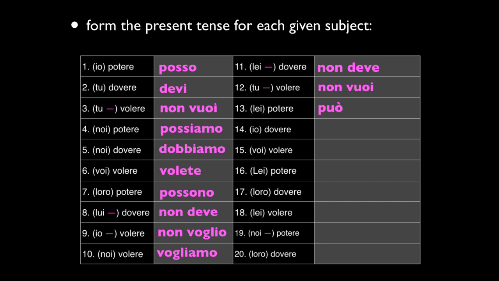13, lei potere, that's può, she can. 14, io dovere, that is devo, I have to. 15, voi volere, you'll want to, that is volete. 16, lei può, you, formal, can. 17, loro devono, they have to. 18 is lei volere, that is vuole, she wants to. 19, noi non possiamo, we cannot. And 20, loro dovere, that's devono again. So that is they have to.